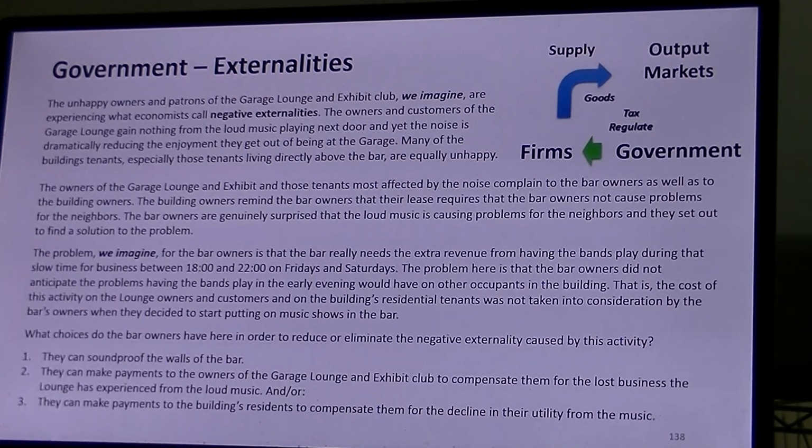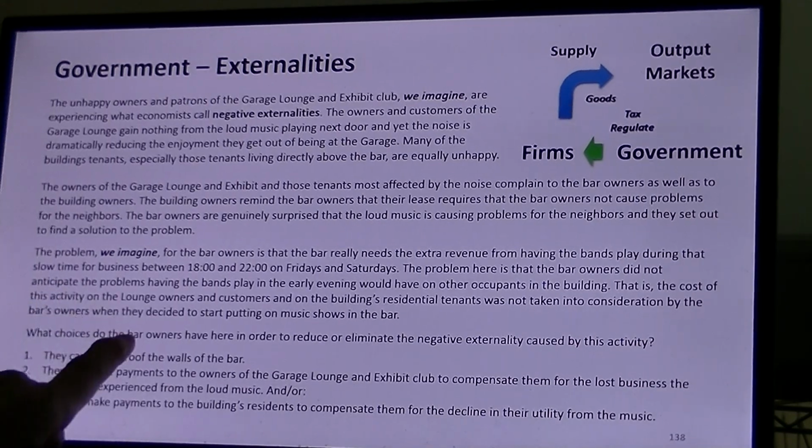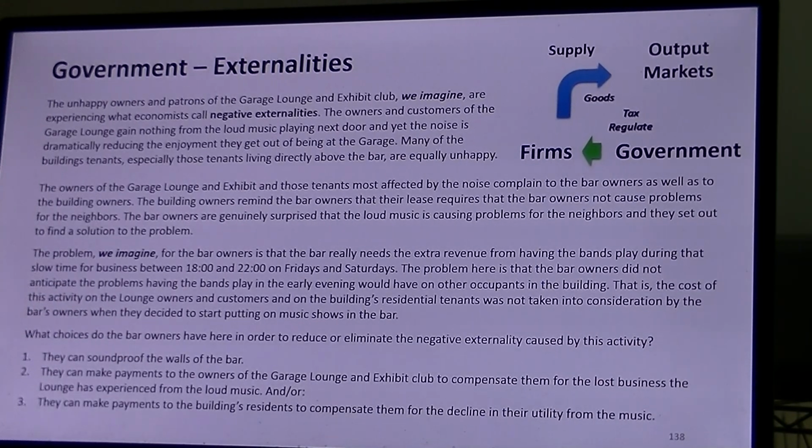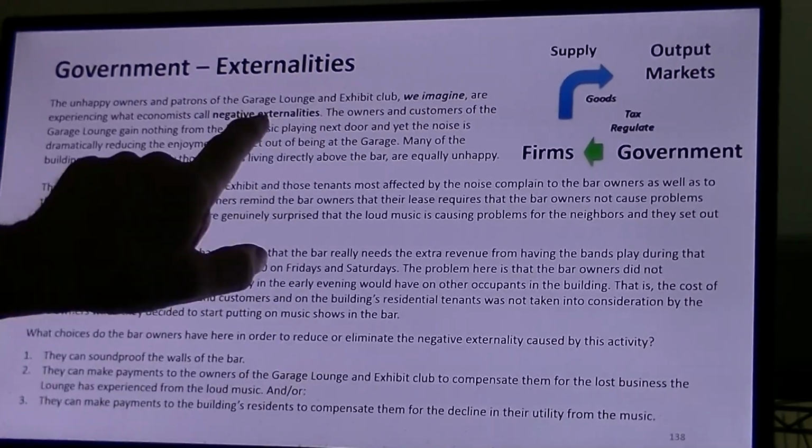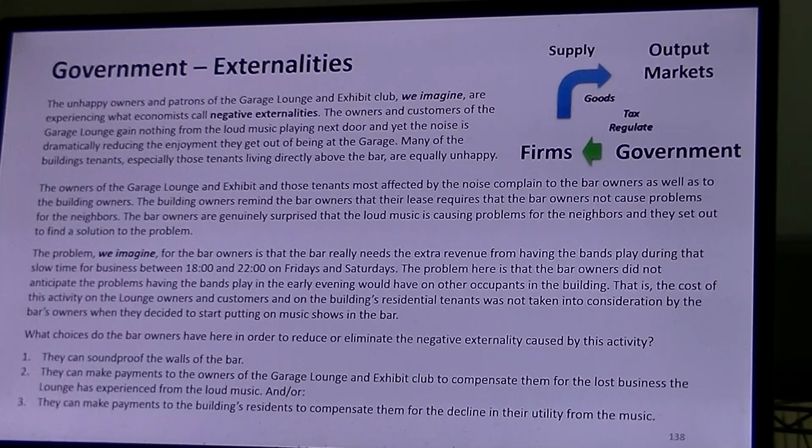So let's imagine that the bar owners' lease requires them not to cause problems for the neighbors, which is very likely. Let's say that the bar owners really need the extra revenue, which probably was in fact reality, since the bar did in fact close. So what can the owners do? What can the bar owners do in order to reduce the negative externality that they're creating?